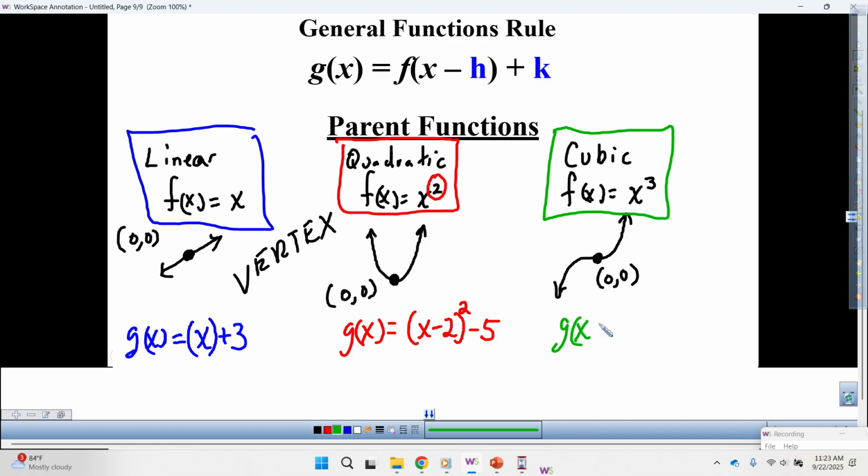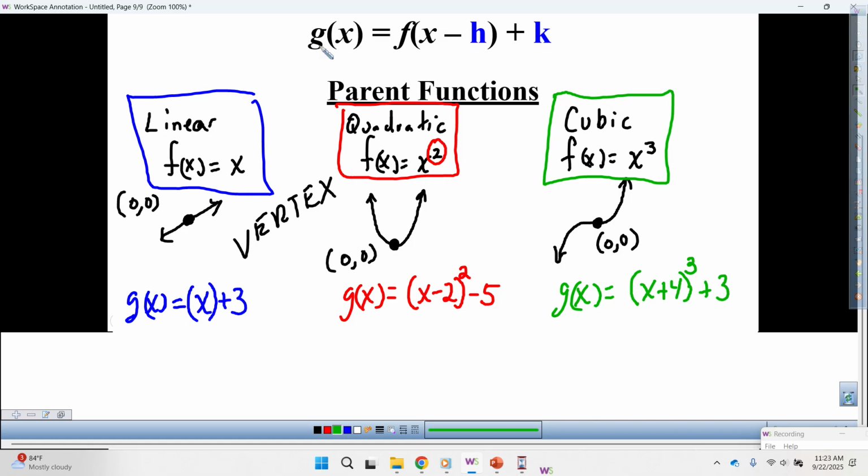All right, let's see. g of x equals parentheses x plus 3, cubed. And what did we say? 4 to the left? All right, I did that to see if you guys were paying attention. x plus 4, and 3 steps up. There it is. 4 to the left, 3 steps up, and that's our new function.